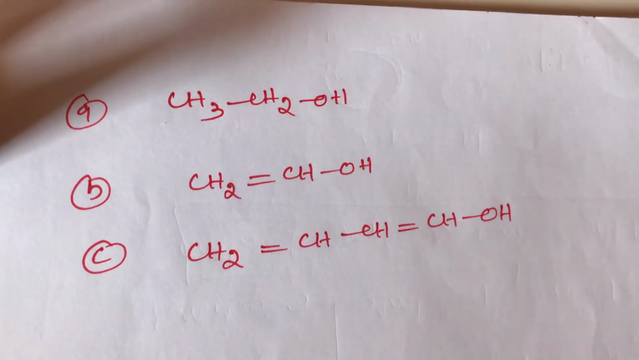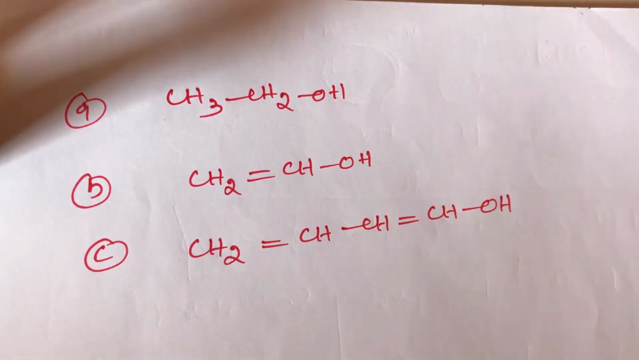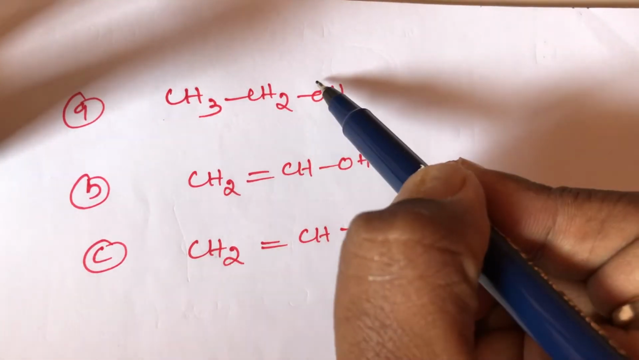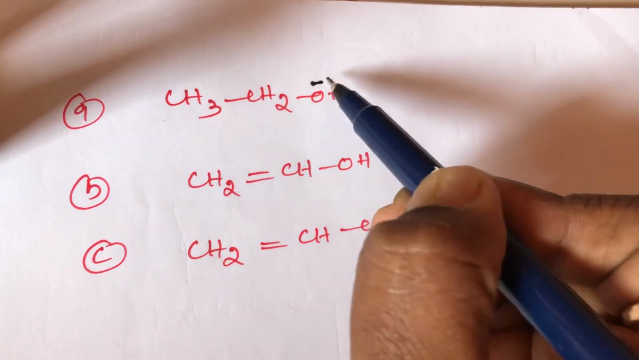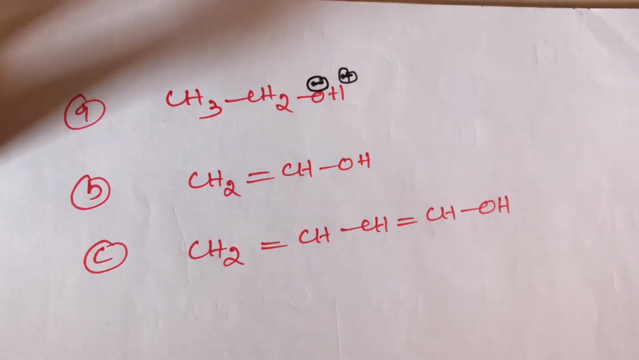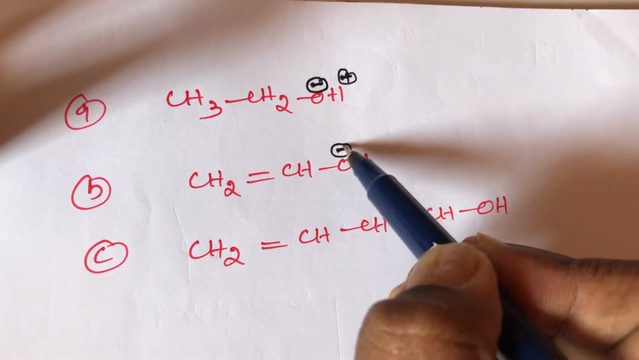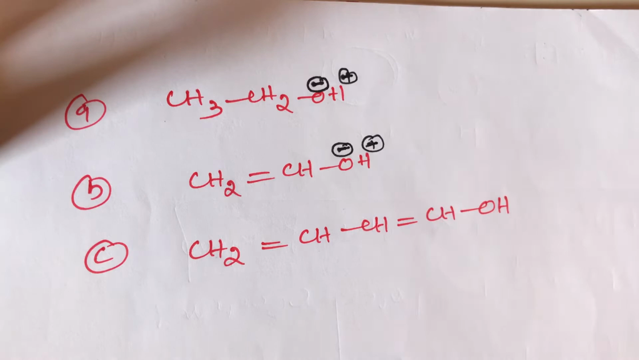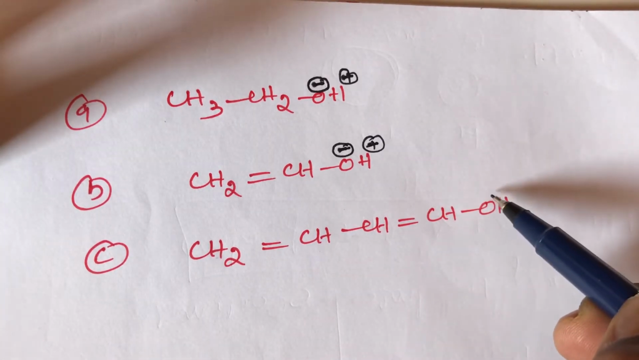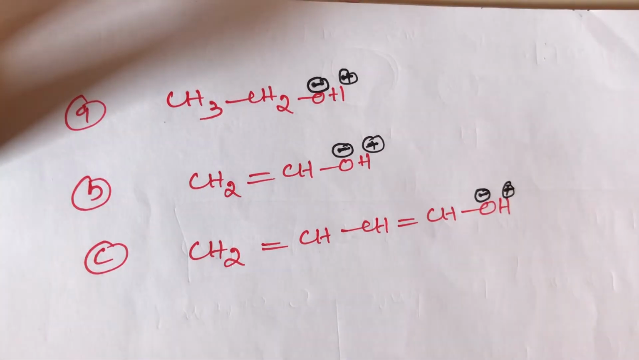Hello students, to find out the acidic strength, the following alcohols are given. I gave three types of alcohols, and each and every compound has an OH group. In the first compound, oxygen has a negative charge and hydrogen has a positive charge, so there is attraction between them. The second compound also has oxygen with negative charge and hydrogen with positive charge, and here also attraction is there. The third compound, C, also has the same, so in all three compounds attraction is present between oxygen and hydrogen.